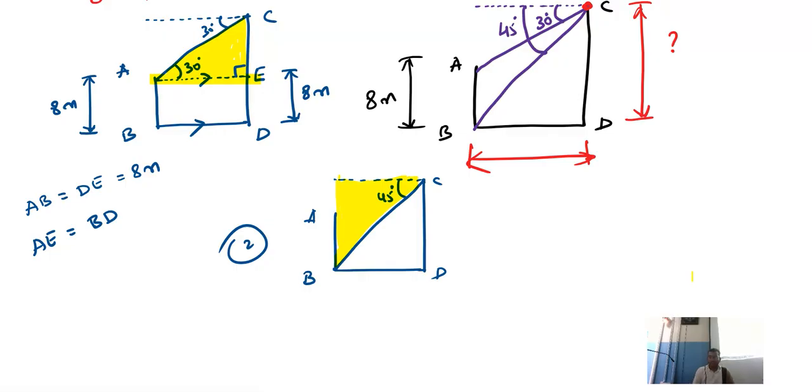Here also, shall we do the same thing? When this angle is 45 degrees, then this angle is also 45 degrees. Now what am I going to do? I am going to take this as my triangle. Can I take this as my triangle?